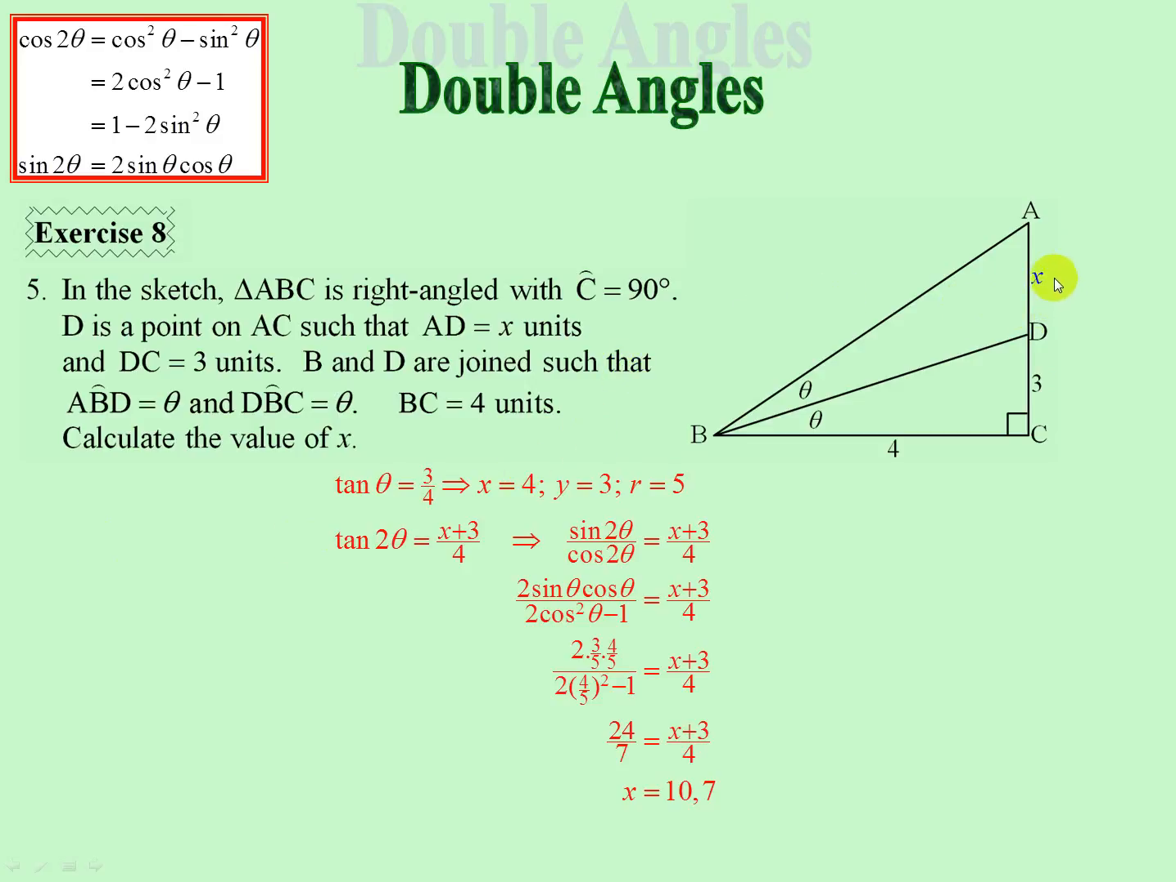Notice again that if we're trying to find the x, just for your thought process, we're going to have to involve 2 theta. X plus 3 over 4 is 2 theta, so I've got to do something to find theta. That's why I come to this triangle here to find something about theta.